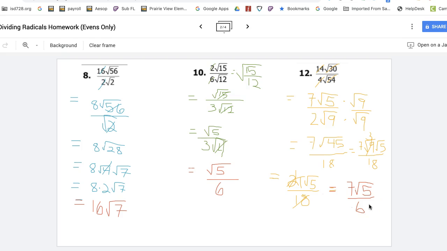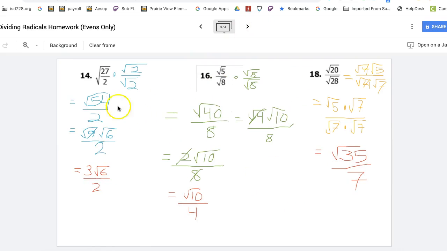Just remember, you know you are done simplifying when you have simplified the numbers outside the radical as much as you can, and the radicand inside the radical cannot be factored into a perfect square number and another factor.